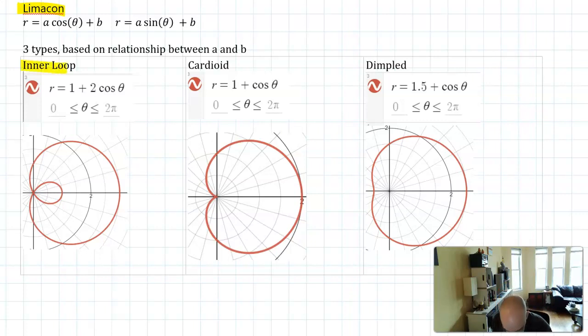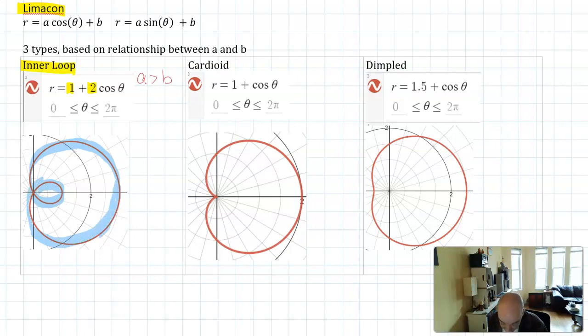You can have an inner loop Limacon, and that happens, it's the one we basically graphed before, when the A value is greater than the B value. So then you trace out one full circle. If we were graphing this out, this would trace out one circle, then a little inner roller coaster loop, and then trace out the whole rest of the circle.